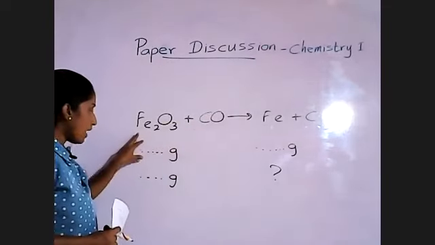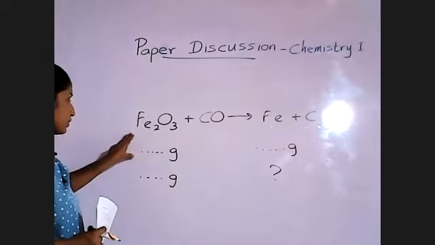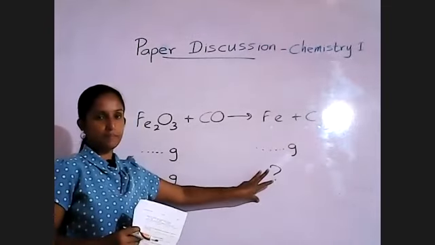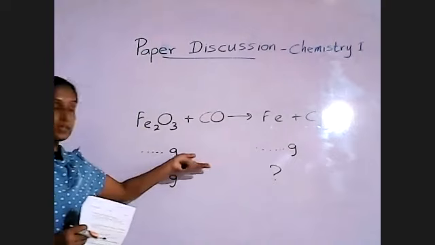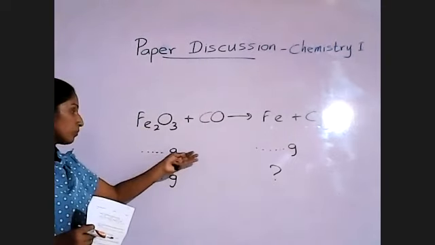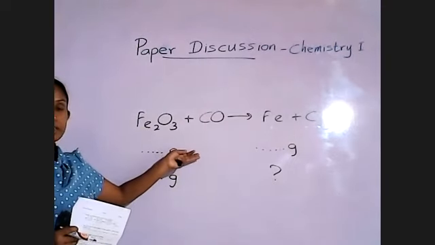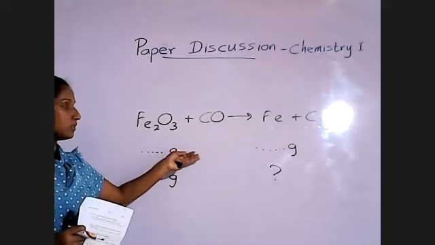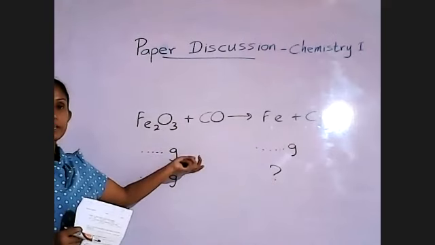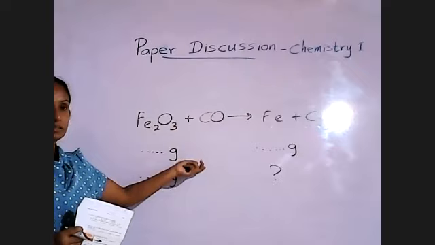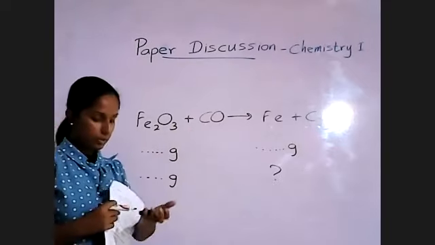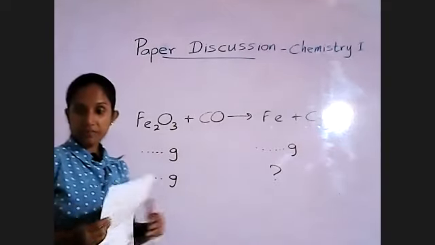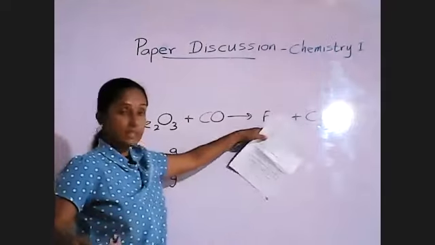There may be questions to get the relationships in this way. For the structured or essay paper also, most probably questions are given like this. For the MCQ paper also, they can give a question like this. So you have to remember this one. This is the step where the iron is extracted.